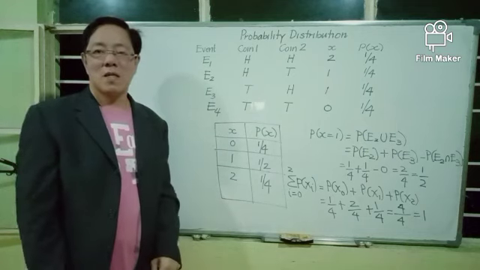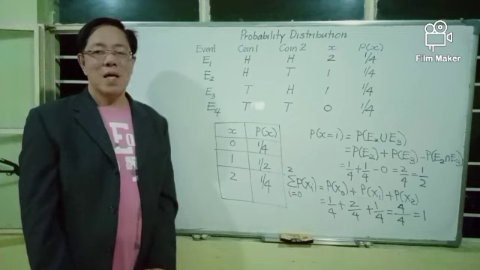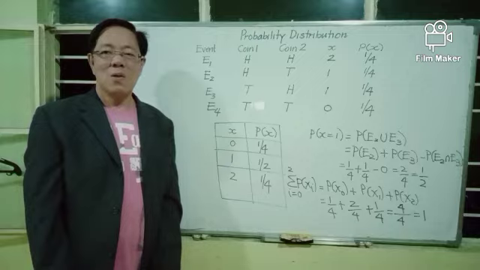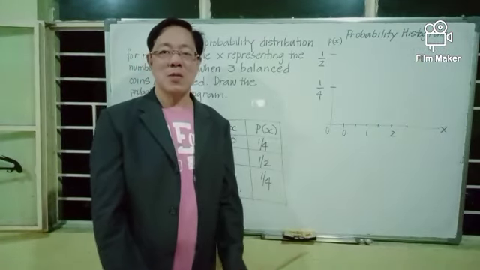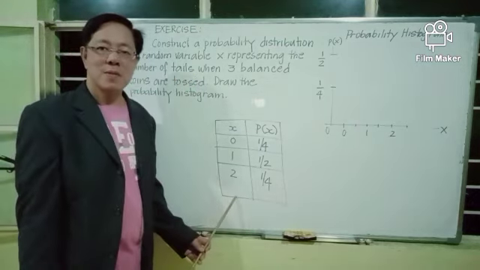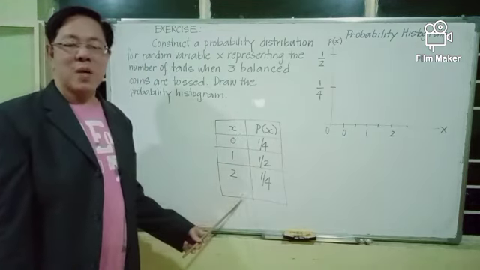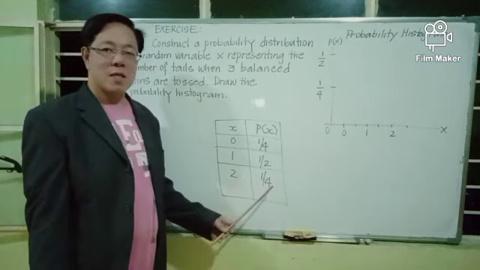So this is the process for constructing a probability distribution table for a discrete random variable x. We will now draw the probability histogram. To draw the probability histogram, you need the summarized probability distribution table that shows the possible values of the discrete random variable x and the corresponding probabilities.